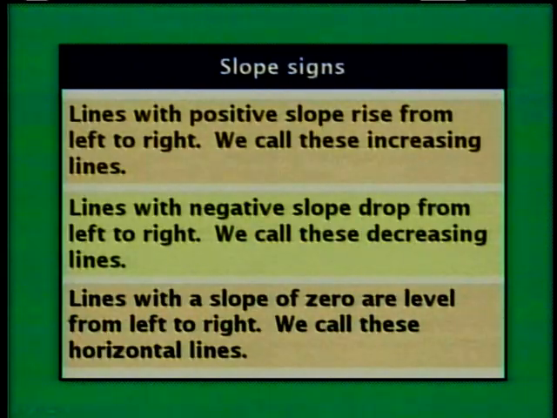Lines with positive slope rise from left to right. We call these increasing lines. Lines with negative slope drop from left to right. We call these decreasing lines. Lines with a slope of 0 are level from left to right. We call these horizontal lines.